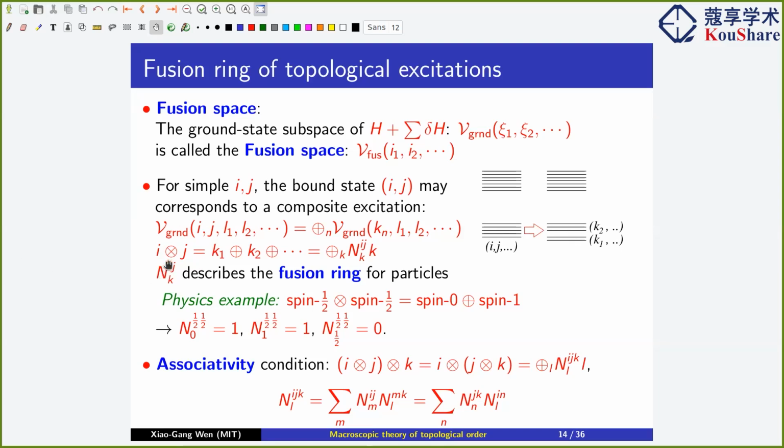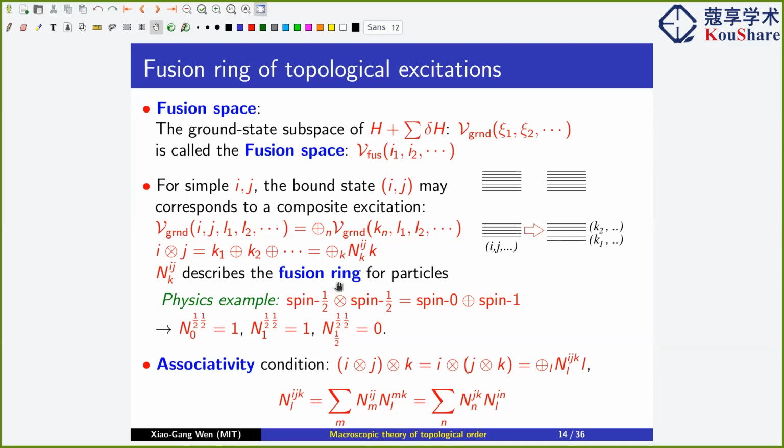So this is really the notion that the bound state of two excitations is in general composite. It's not like an electron and proton give a hydrogen, where they're all simple: electron simple, proton simple, hydrogen simple. But in general, the bound state of two excitations is composite. An example is a spin one half and a spin one half. Their bound state is a composite of a spin 0 and a spin 1. Then we have this fusion rule: the spin one half can go into spin 0, and the spin one half can go into spin 1. So this gives a fusion matrix or fusion ring.